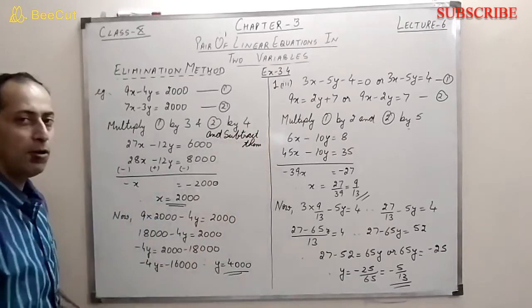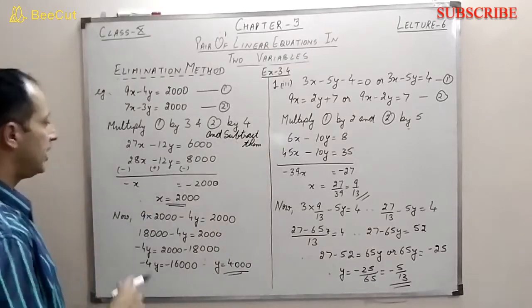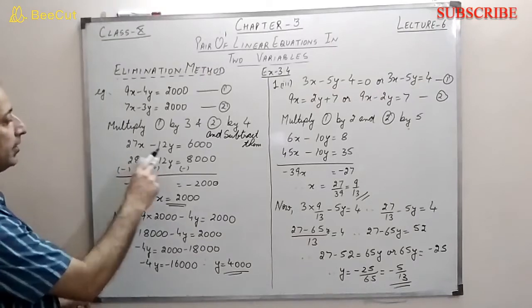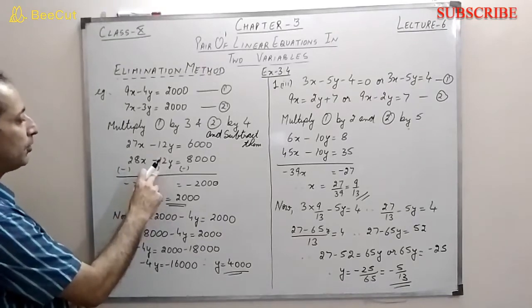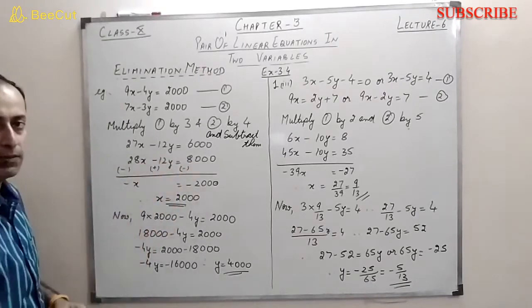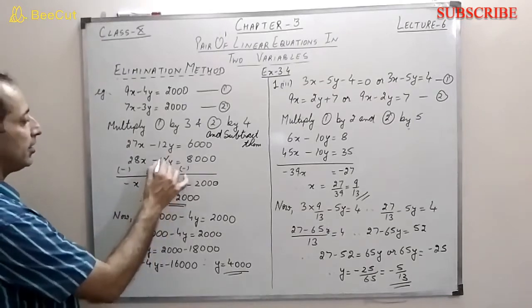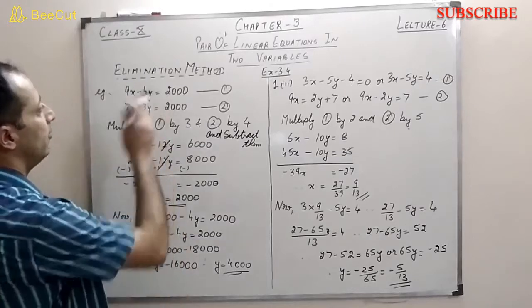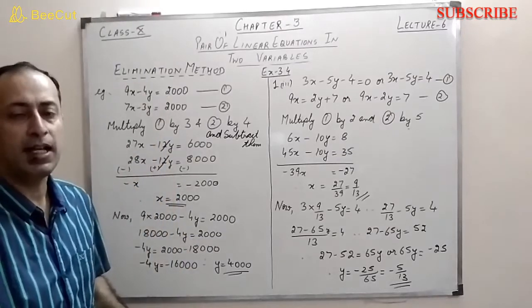So when we subtract, obviously the signs will change. The 28x was positive, it becomes negative. This was negative, it becomes positive. This was positive, it becomes negative. So now we subtract, and these two cancel out. So one variable is eliminated. This is why the name of the method is the elimination method.